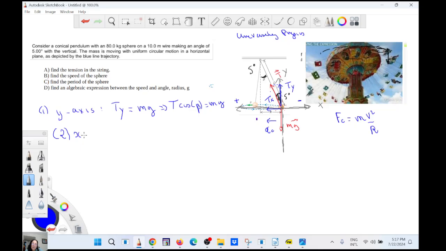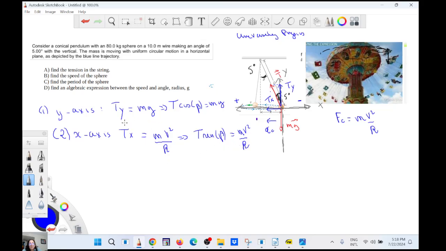Equation 2 is along the x-axis. The x component is not balanced out by anything. It's going to provide the centripetal force. You always have a force to keep the object on the circular path. So that will be that x component. So you're going to have T sine beta equals mv squared over r.